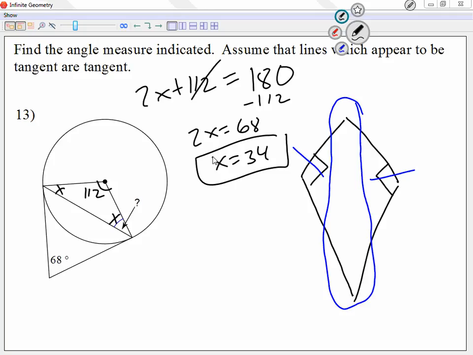Just as a reminder, if you look at my kite at the side, I know the two sides are 90 and 90. So from 360, I took away 90, I took away another 90. The top angle and the bottom angle, they both add up to 180. That's how I came out with the 112. 68 and 112 add up to 180. Any questions?